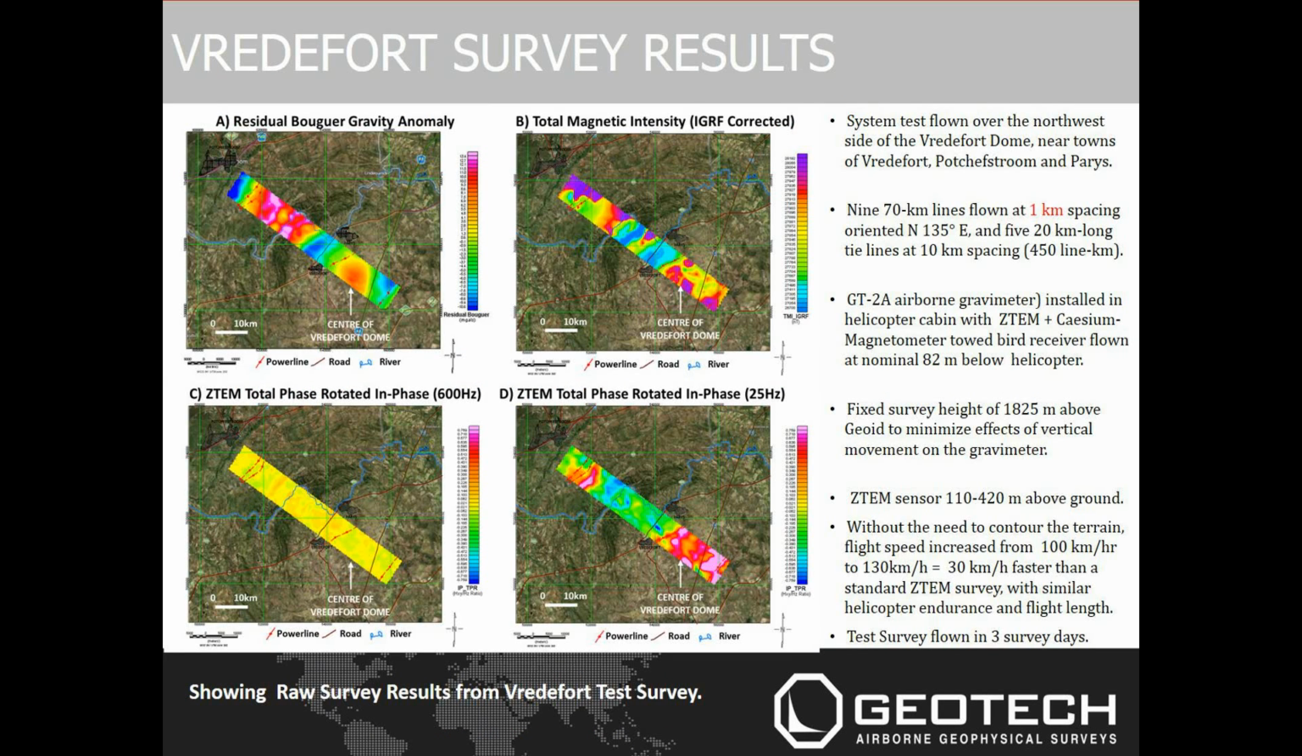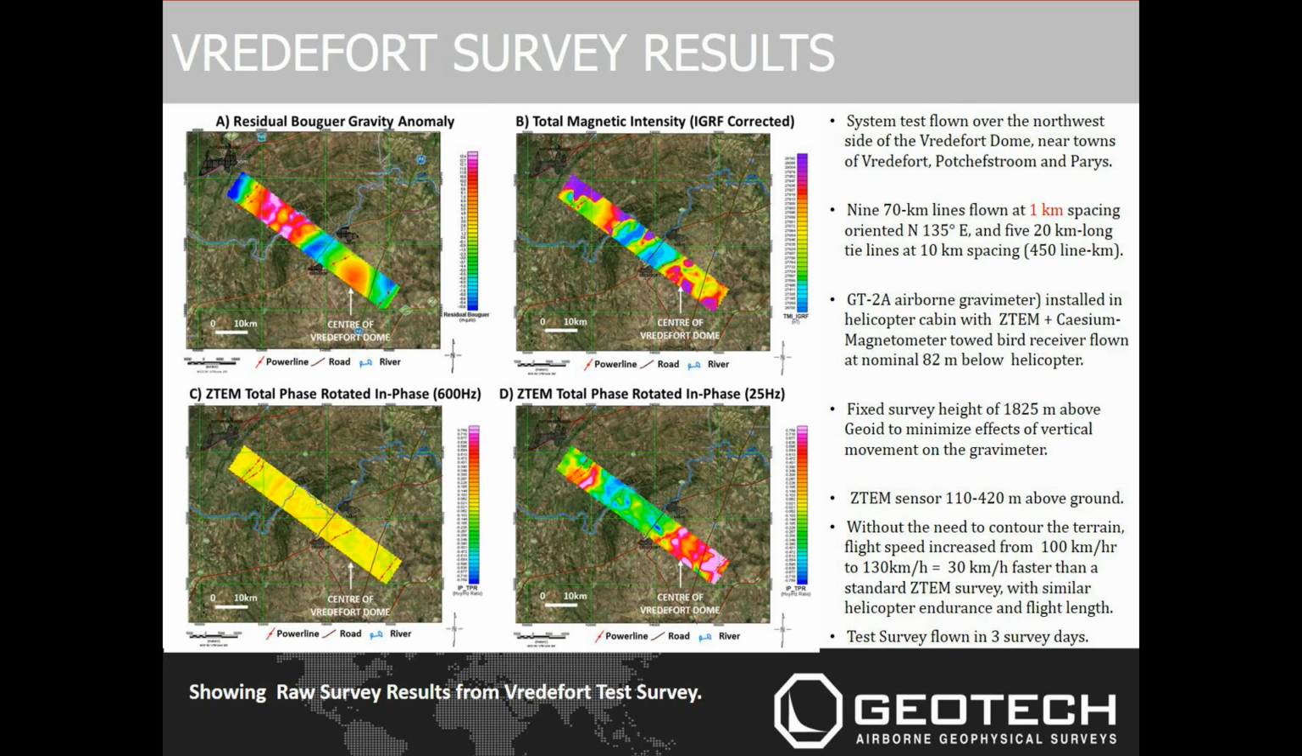So this slide presents the Geotech integrated helicopter system results over the Vredefort structure flown this year, February. The system test was flown over the northwest side of the Vredefort Dome, near the towns of Vredefort, Parys, and Potchefstroom. We flew 9 70-kilometer-long lines flown at 1 kilometer spacing, oriented azimuth 135, and 5 20-kilometer-long tie lines at 10-kilometer spacing, so a total of 450 kilometers.